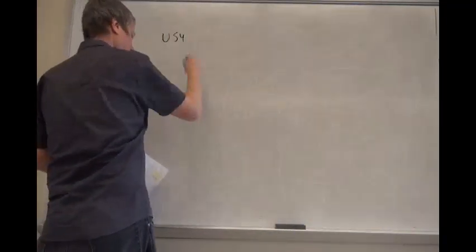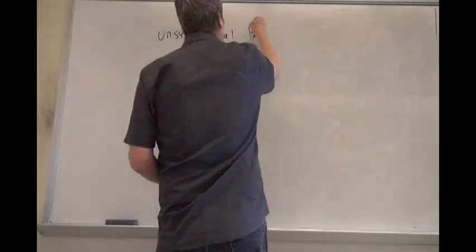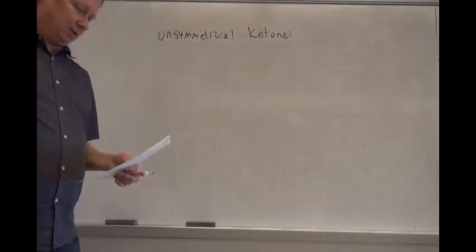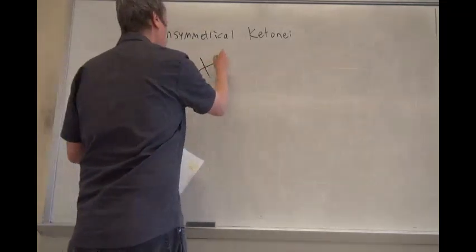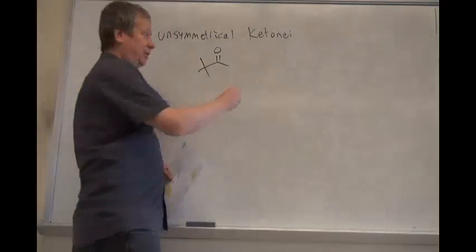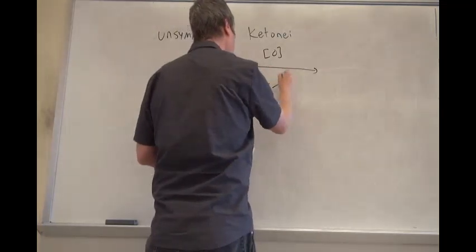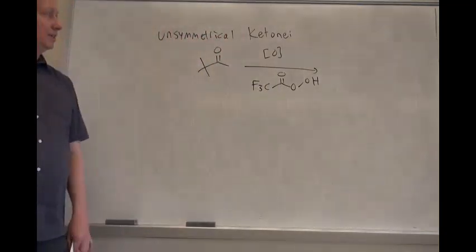Okay, what about if you have an unsymmetrical ketone? Unsymmetrical ketone. So what does that mean? It's a ketone with two different sides. Okay, so let's see. How about this? And we do the Baeyer-Villiger oxidation. Bracket, O bracket. There's your Baeyer-Villiger oxidation.